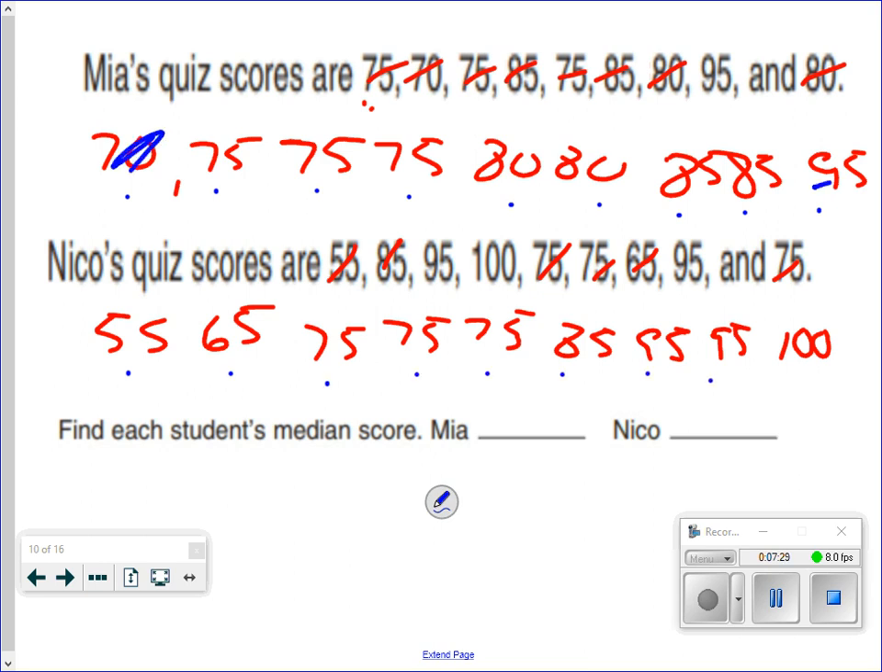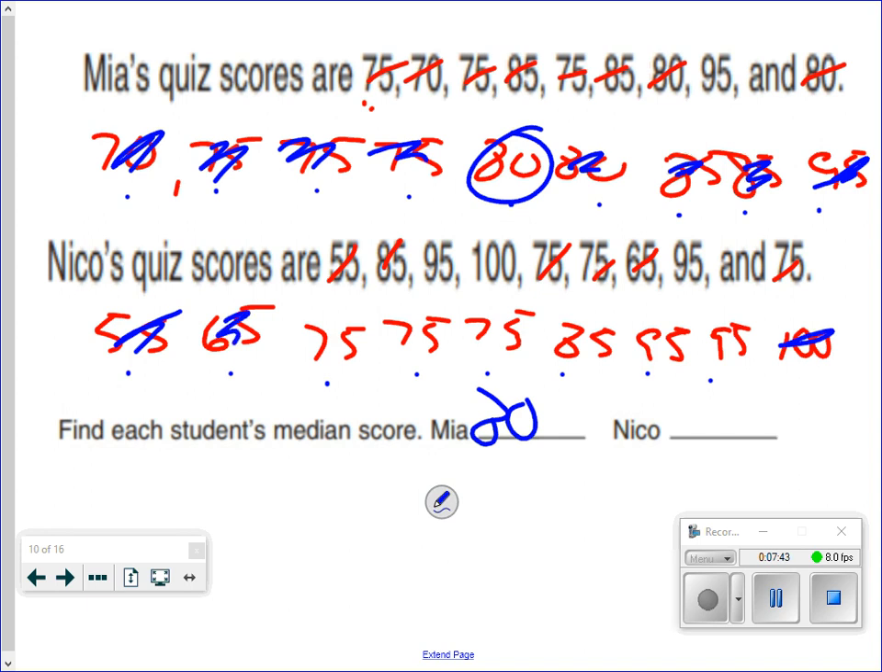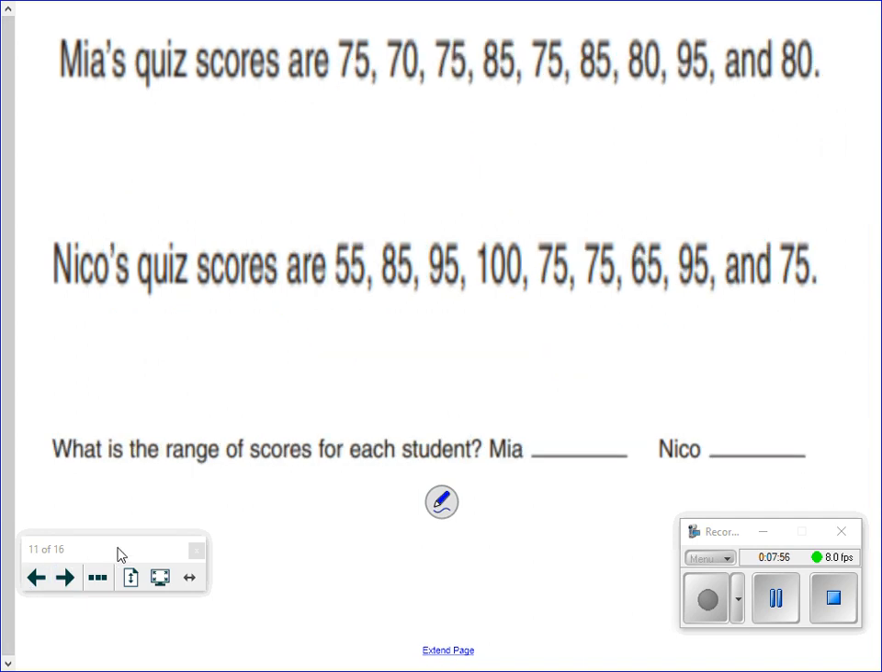Smallest number, biggest number. Smallest number, biggest number. Got the 80 here for my score. Smallest, biggest. Got the 75 for Nico's score. Okay. That's how you find the median of that set of data.